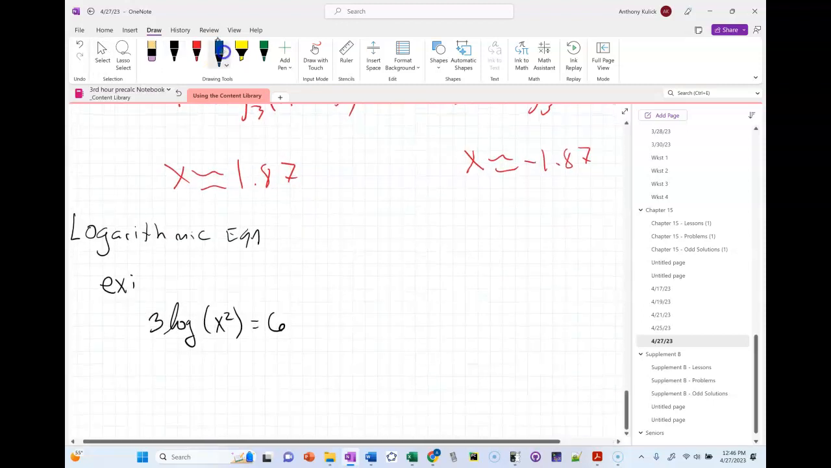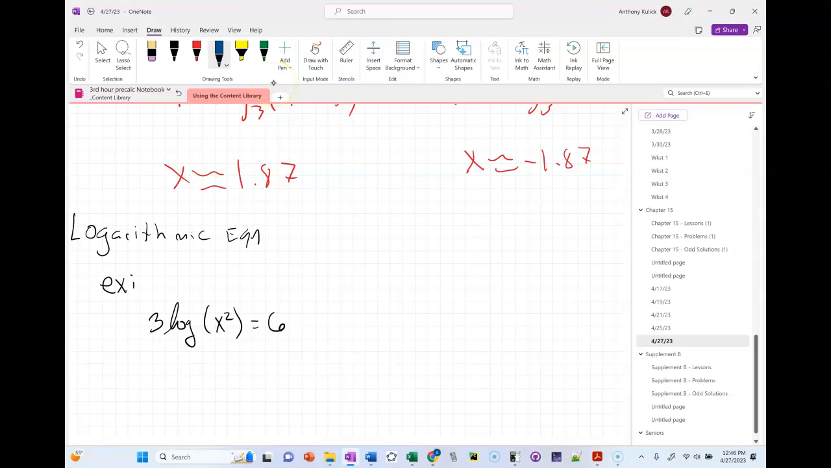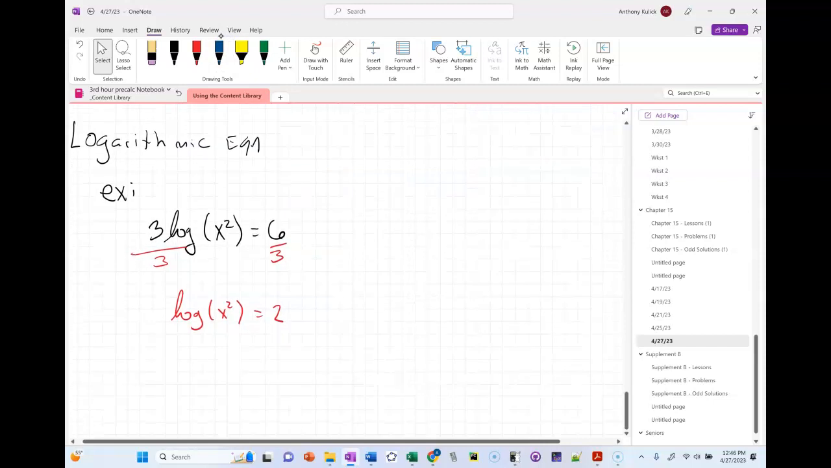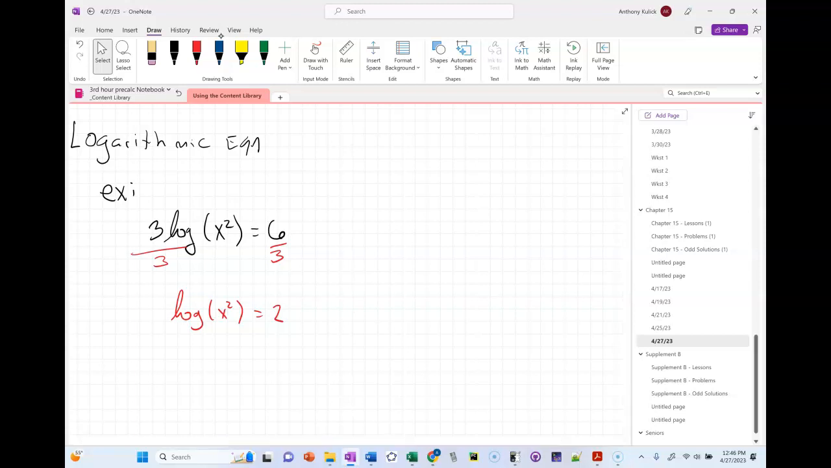So let's say that we want to solve 3 times log of x squared equals 6. The first thing I'd want to do is get the logarithm part by itself, so divide both sides by 3. Now, what's going to cancel out a logarithm? An exponent base, right?